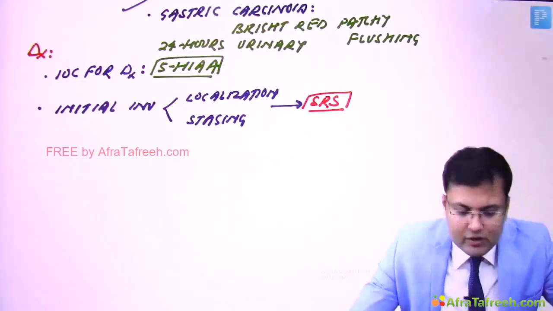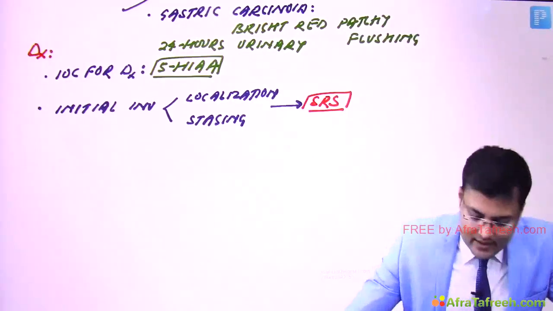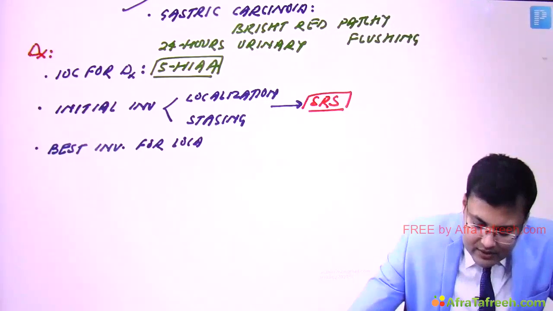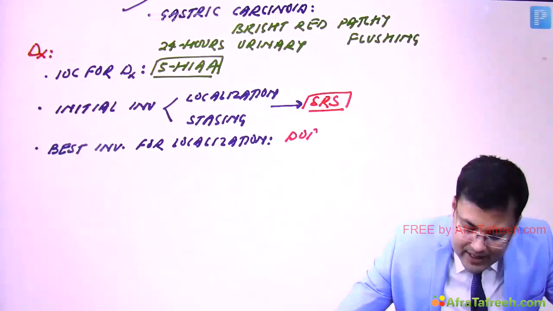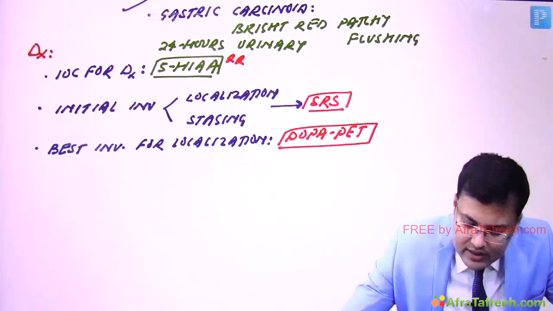But if you're talking about the best investigation for localization, then it's DOPA PET. So what's the best investigation? The best investigation for localization, this is DOPA PET. You have to remember all these three important points because all these three are frequently asked.